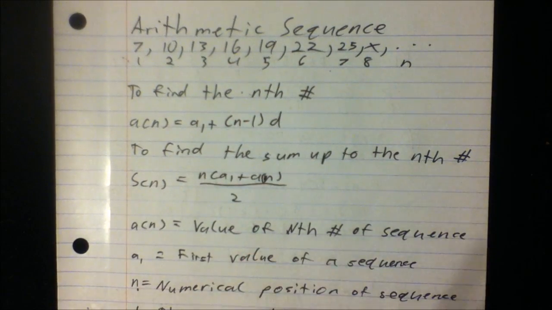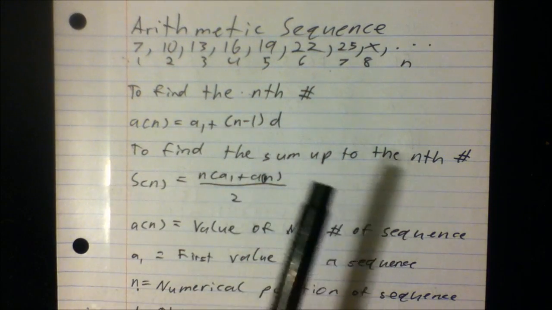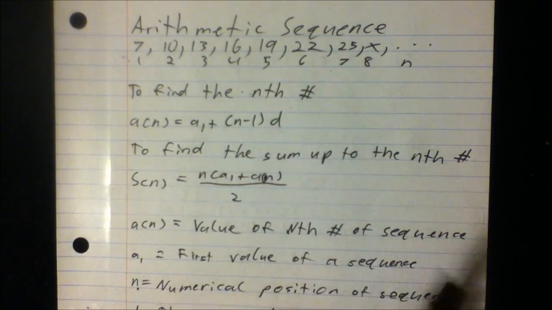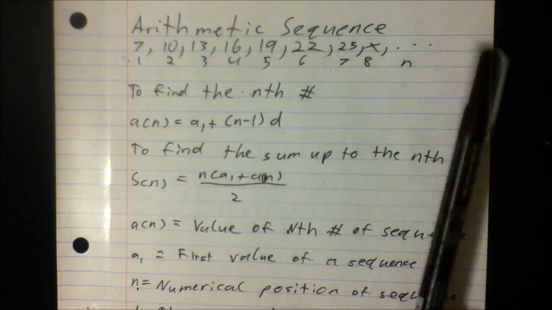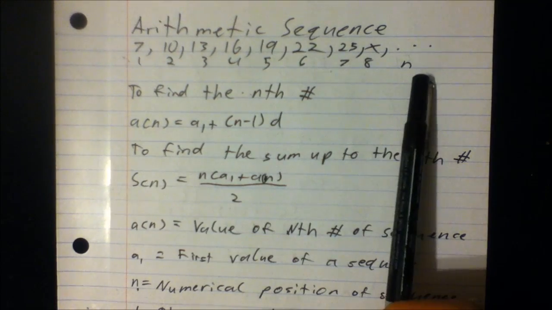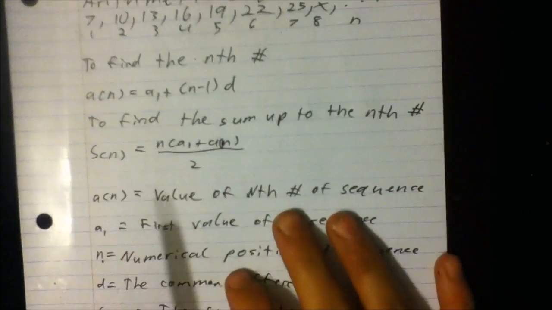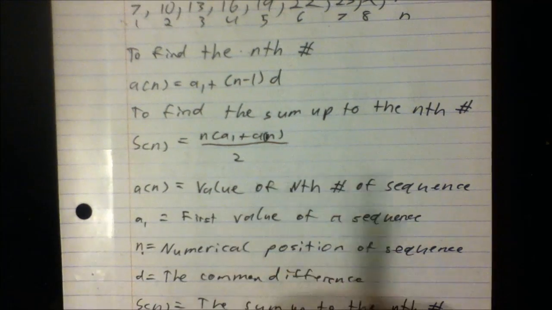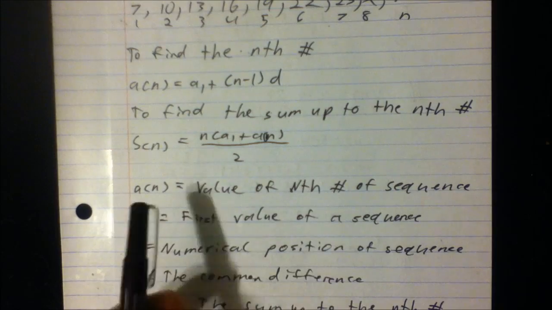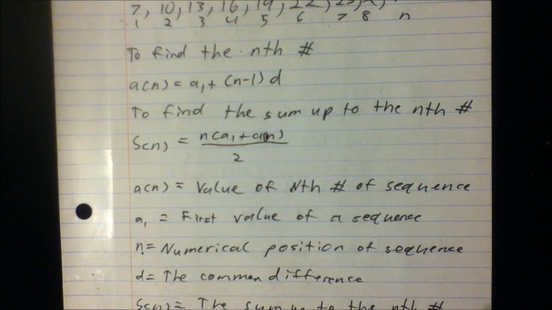The two equations are the equation to find the nth number, which is a of n equals a of 1 plus n minus 1 times d, and the nth number is any number inside the arithmetic sequence that you want to find based on its numerical position. The other equation to find the sum up to the nth number is s of n equals n times a of 1 plus a of n divided by 2.